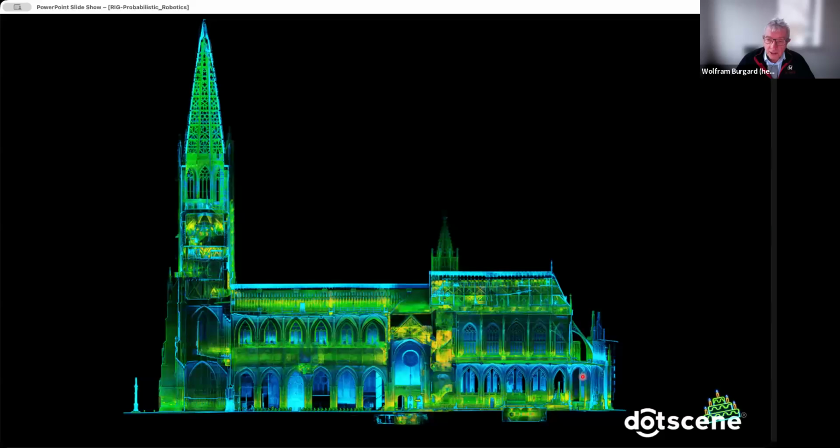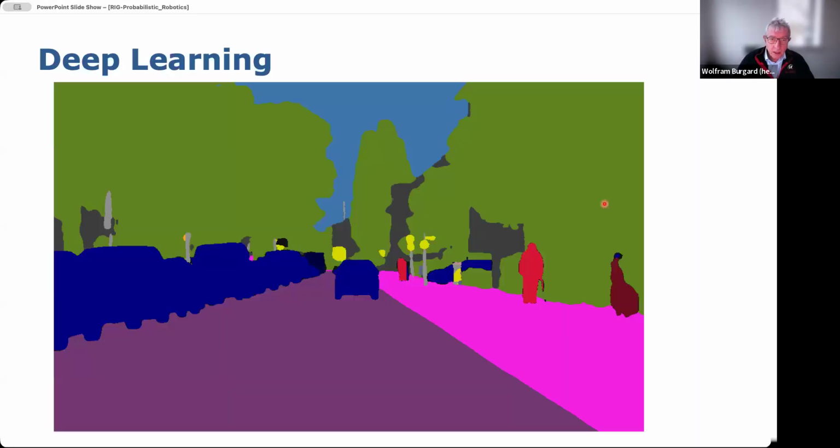where you can also see the crypt down here and the cellar underneath the church. They're using this, for example, for identifying changes or things that fell off the building, things like that. This is pretty important for these types of cultural preservation endeavors.